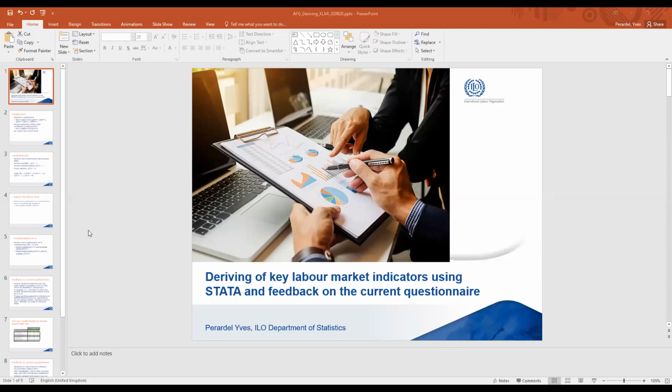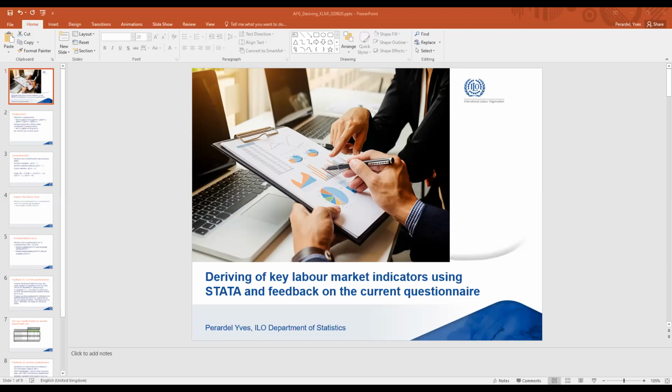So what we're going to try to do in this session: we looked in the first session at the key indicators of the labor market in theory, so what were the definitions behind. And what we're going to try to do now is to see, based on your LFS 2019-2020 questionnaire and the microdata that you have kindly shared with us so far, how we would advise to measure these key labor market indicators. So that's really the objective of this session.